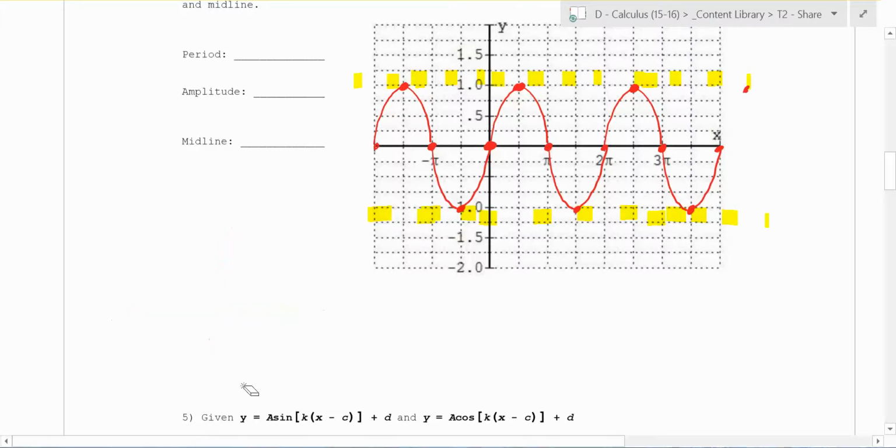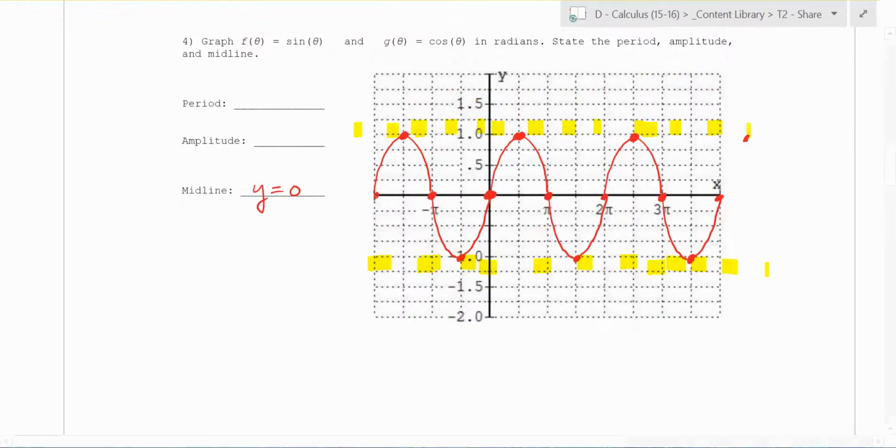So amplitude, midline. What's the midline of this function? What's the middle line, Maggie? Y equals 0. That's the middle line of the function. What's the amplitude? And what's the definition of amplitude? It's the distance between the midline and the top or bottom point, because it should be the same, right? So in this case, what's the amplitude? 1.